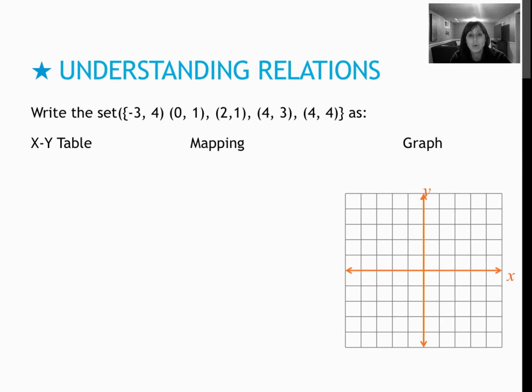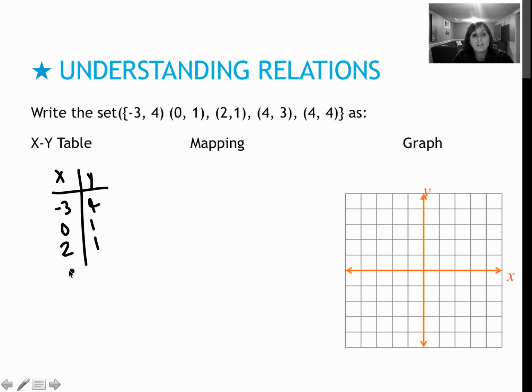This is one for you to try on your own, and then press play to see how you did. My XY table, I would have (-3, 4), (0, 1), (2, 1), (4, 3), and (4, 4). For an XY table, we don't worry too much about the order.